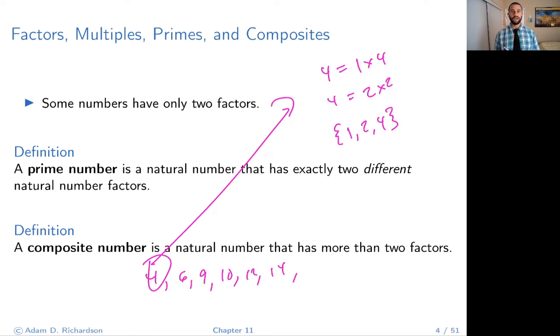That's the set of the factors of 4: 1, 2, and 4. That's more than 2, so it can't be a prime number. It's got to be a composite number.